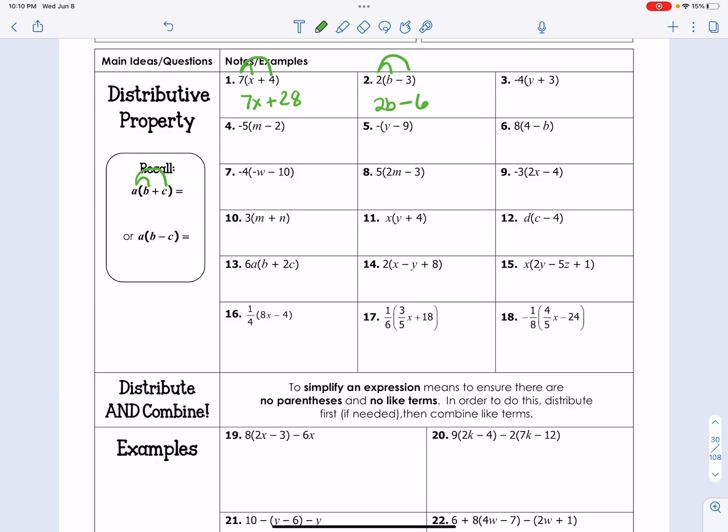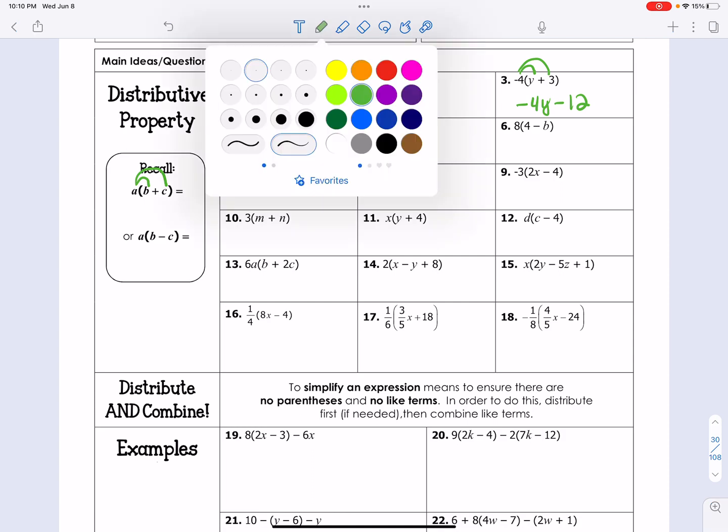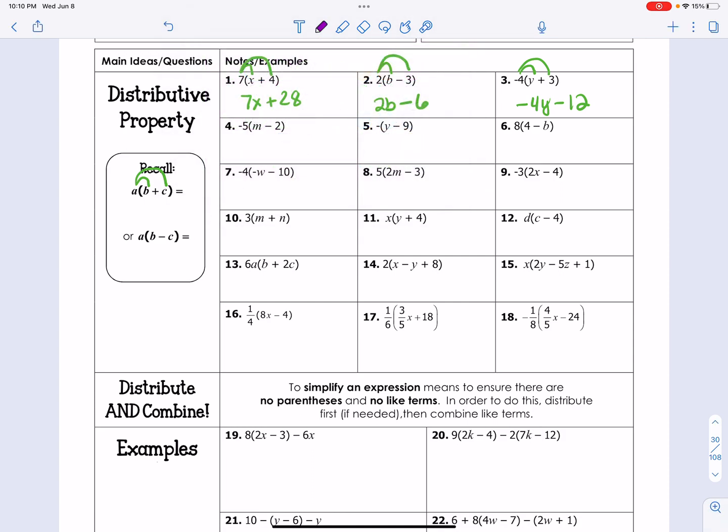So on the next one, you're distributing in negative. So you get a negative 4y minus 12. Okay. So these shouldn't be too terribly bad. Okay. Let's take a look at number 7. So negative and a negative is a positive. Negative and a negative is a positive 40. Be careful with your signs.